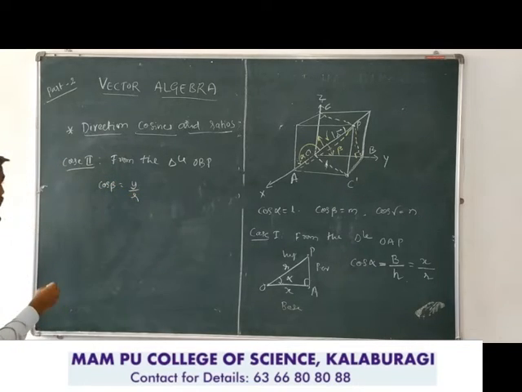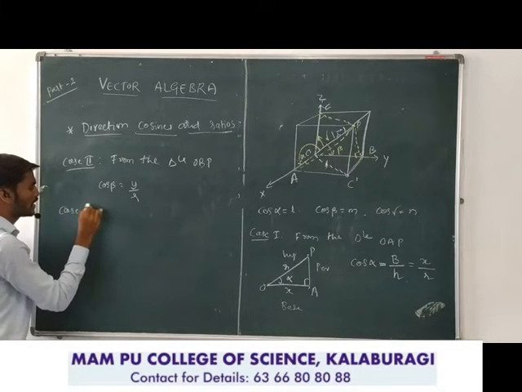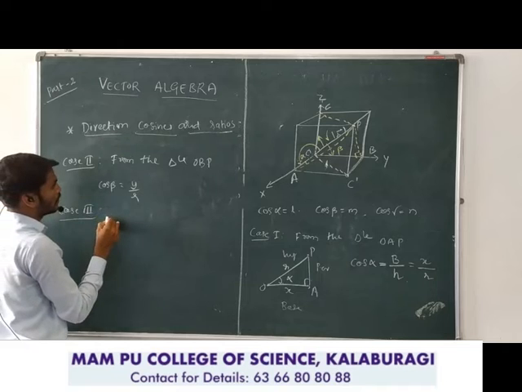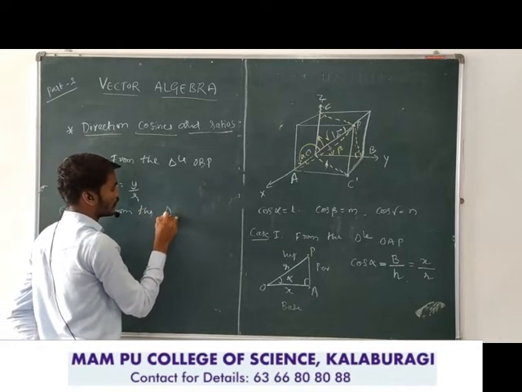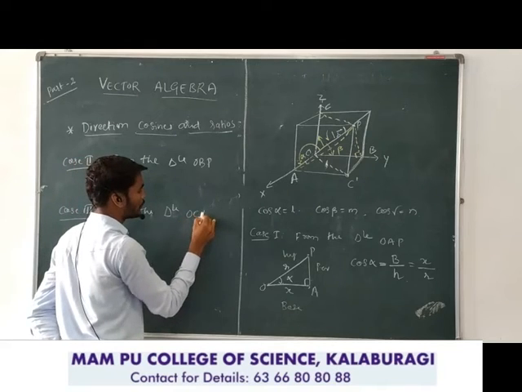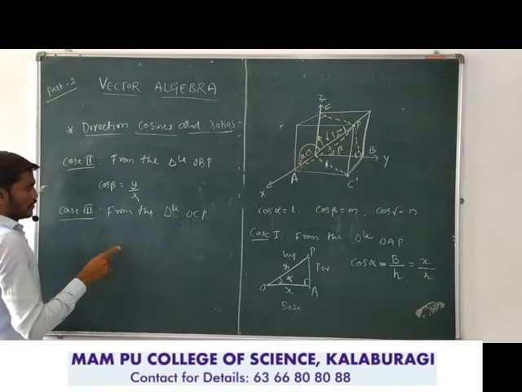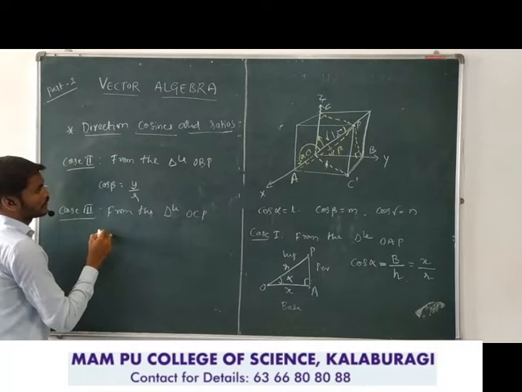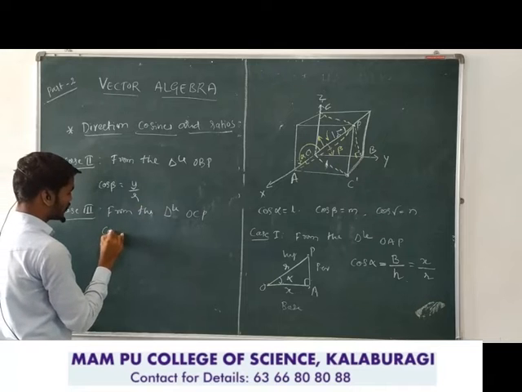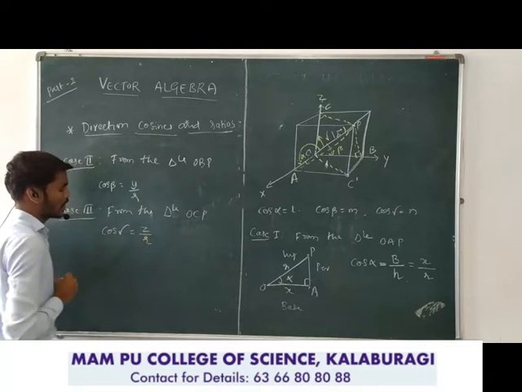And the third case also, we will get from the triangle OCP. Okay, OCP. So taking triangle OCP, we get cos gamma is equal to z by r.